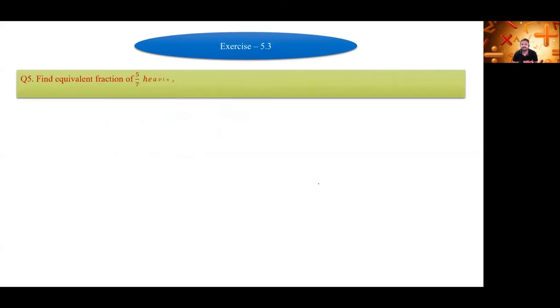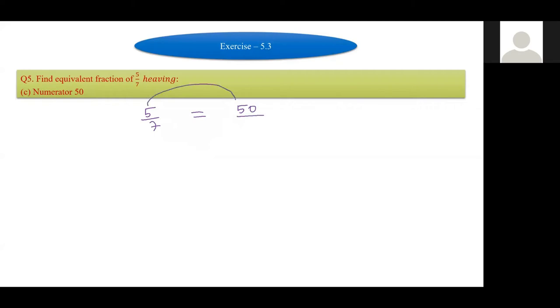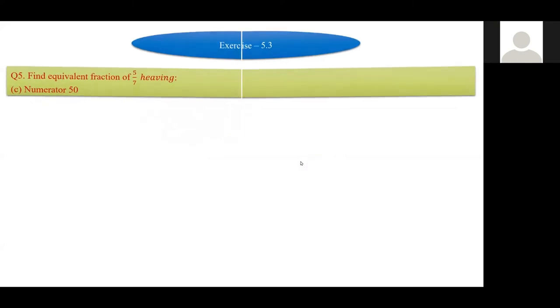Aditya Khatti. Yes, sir. Find the equivalent fraction of 5 by 7 having numerator 50. In the 5's table, 5 tens is 50. So we will multiply 7 by 10 also, and the fraction will be 50 upon 70. Correct. Yes. Harshita Dodia, next one.